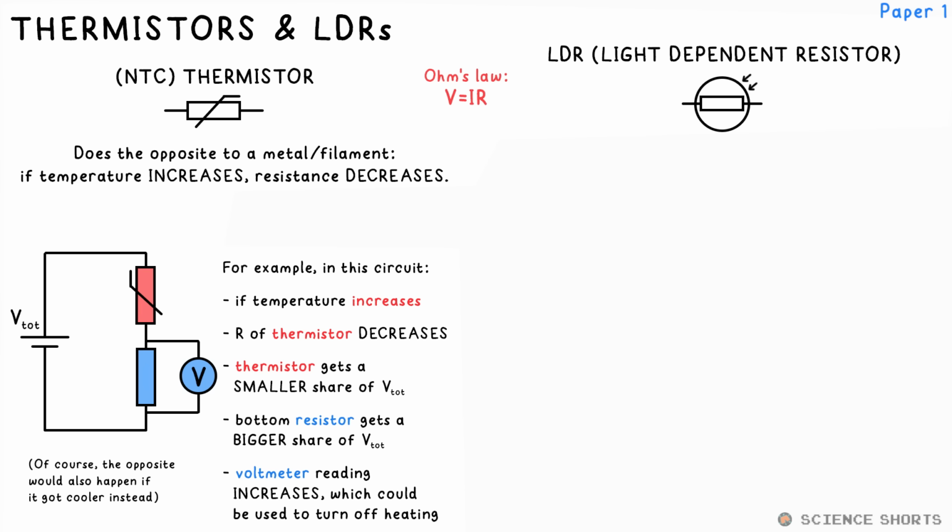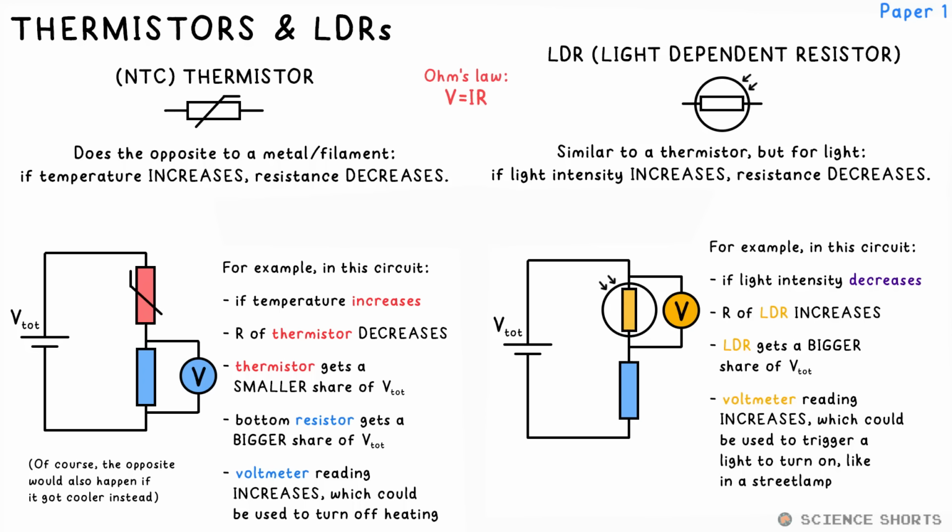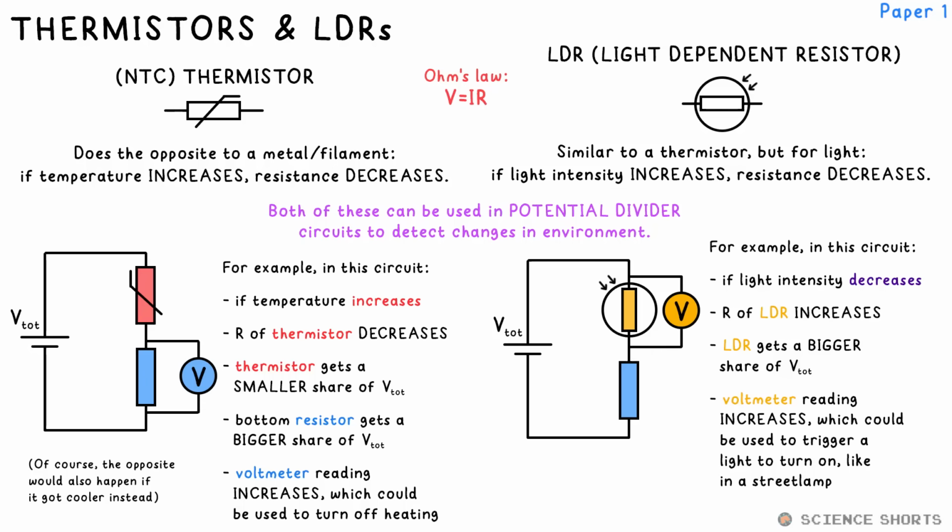An LDR is a light-dependent resistor, very similar to a thermistor, but resistance goes down with increased light intensity, not temperature. So this circuit could be on the top of a street lamp, for example. Light intensity goes down, resistance of the LDR goes up, as does its share of the voltage. This could then be connected in some way to the light bulb, so it turns on as it gets dark.